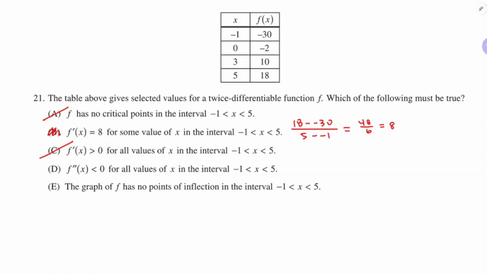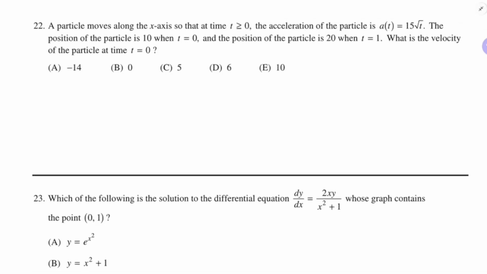F double prime of x is always negative. I bet if we took the second differences on the table, that would be true, but that doesn't necessarily have to be the case because of the situation I just described. If I went from -30 to 0 to -2, then up to 10, that would require some sort of point of inflection in there somehow. No points of inflection, yeah, this I don't know that to be 100% true. So that's why it's going to be that answer.